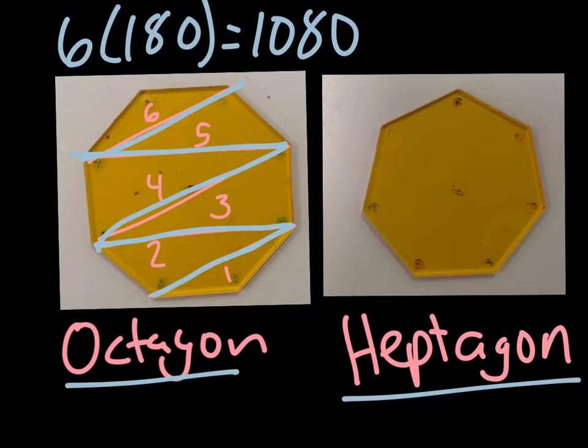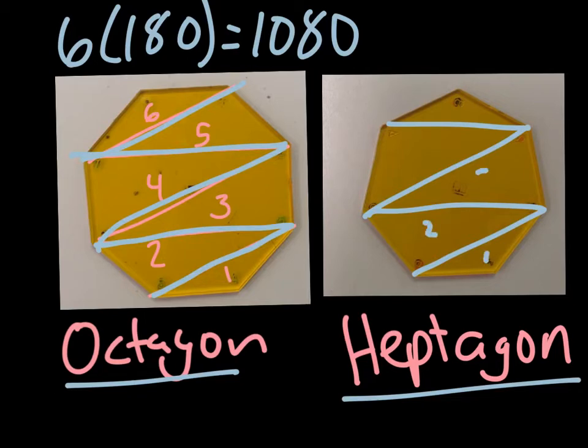And with this method, we would still see 1, 2, 3, 4. So 5 triangles being made, 1, 2, 3, 4, 5. So this would give me 5 times 180. Oop, that's a sloppy 180. So 5 times 180, and that would get us a final solution of 900, which is exactly what a heptagon should be.